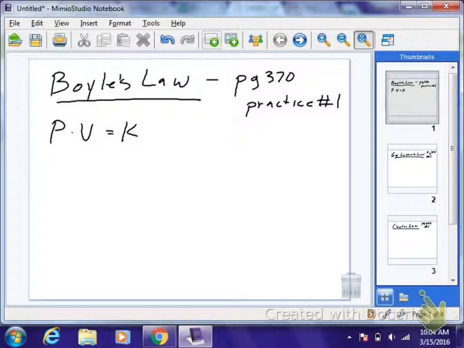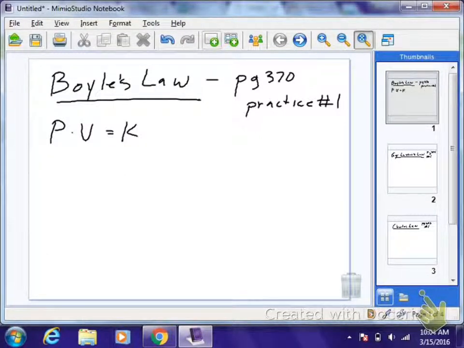So let's say we have a sealed container under a certain temperature, like a balloon or a syringe, and we vary the volume. The pressure will change with it, inversely. You increase the volume, the pressure goes down. You decrease the volume, the pressure goes up. So we have that relationship. If we don't let any gas in or out, and we don't change the temperature, then we can use this law to solve problems.